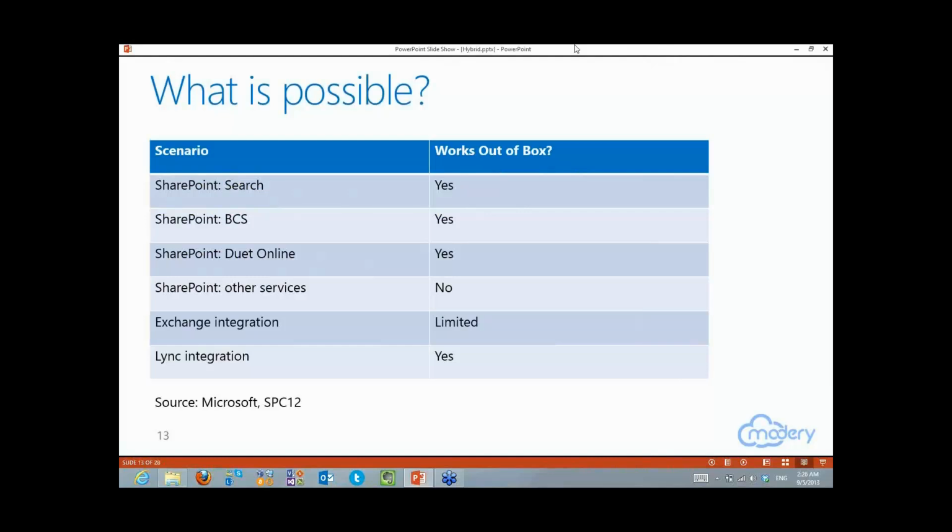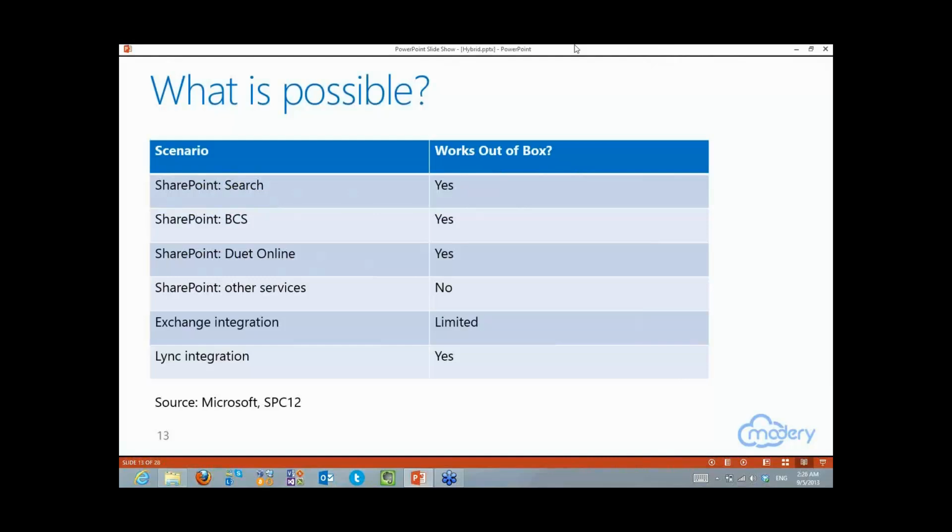This is some information directly from Microsoft that was first presented at the SharePoint conference in Las Vegas last year. The three big items that work out of the box are search, business connectivity services, and Duet Online. Search, naturally, is the one big thing that you should definitely be planning for. How do you search your two environments? How do you define where you can see the results from both environments, etc.